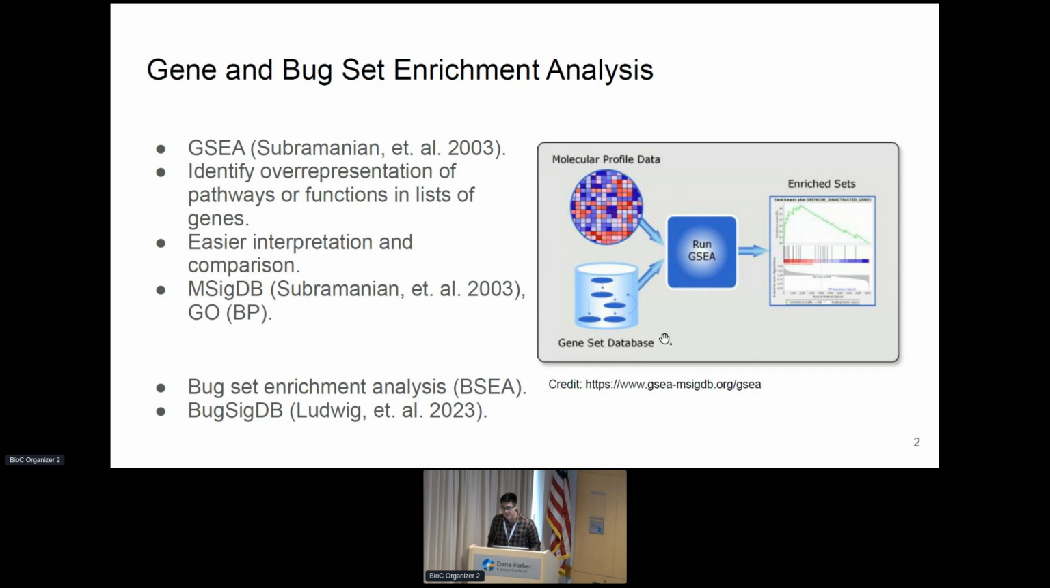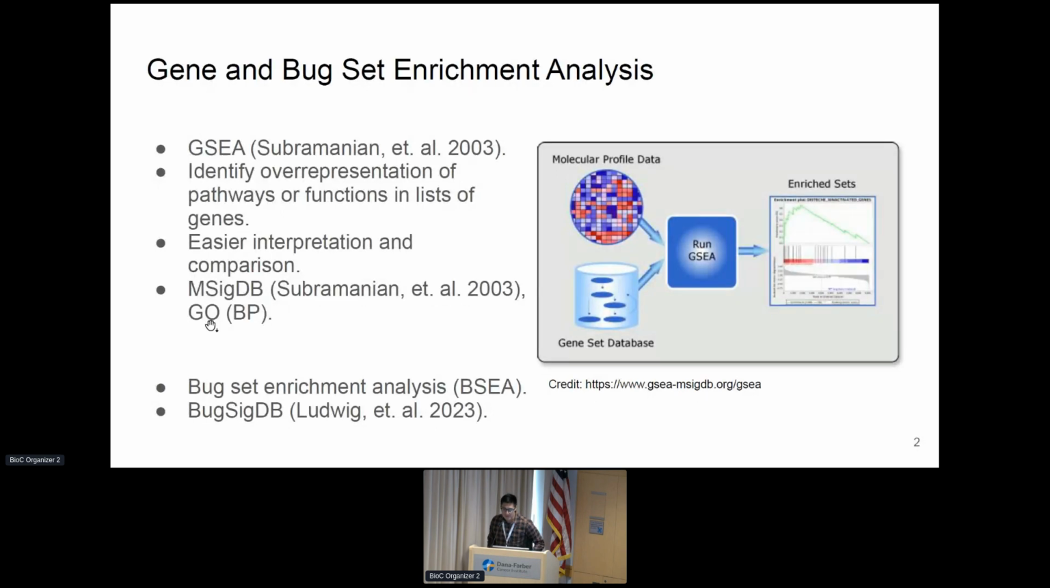And in the case of genes, I think their reference, MSigDB, is one of the most popular. And you can also create your own sets. You have a good annotation, for example, with the Gene Ontology, I think the biological processes to go to. And yes, you can apply these methods also to microbiome data, for example, with bug set enrichment analysis.